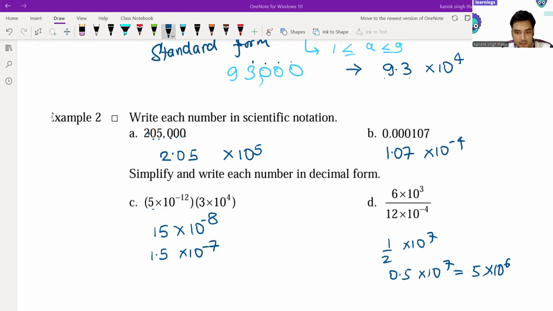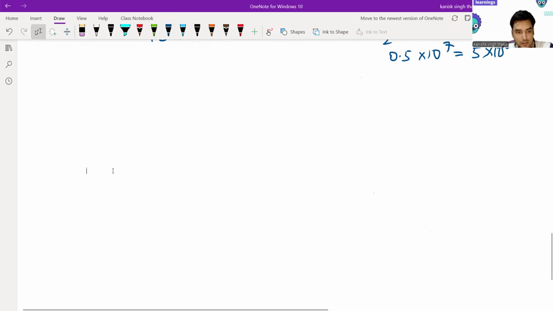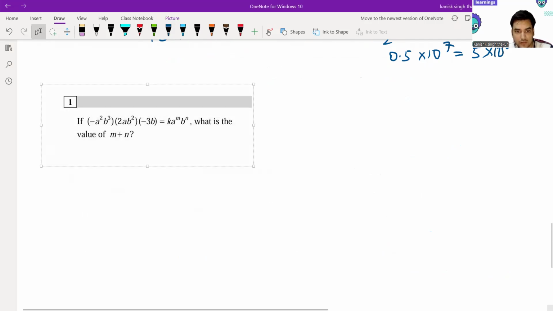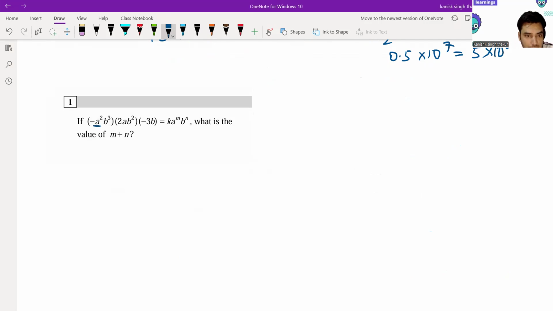Now let's solve the SAT questions, which are more important, the previous year ones, right? Here they are. I'll be telling you if there are any tricks involved in this. Now you have to find the value of m plus n, right? I'll look at all the like terms, which is a. First of all, k is a number, but nowhere in the question is it asking for k, so I don't even have to care about it. A, power 2, power 1. So for m, I will get 2 plus 1 directly, I'll get m as 3, isn't it?